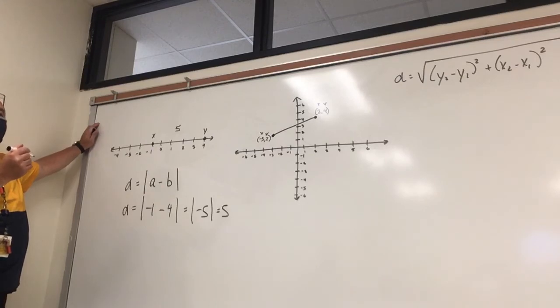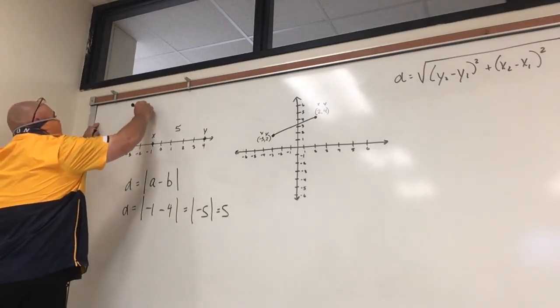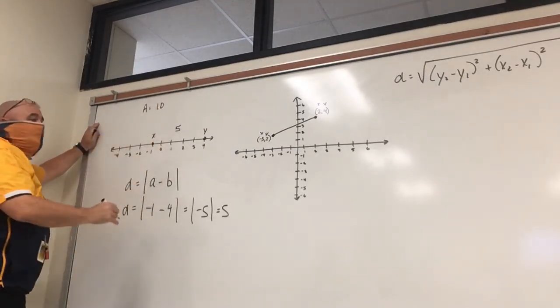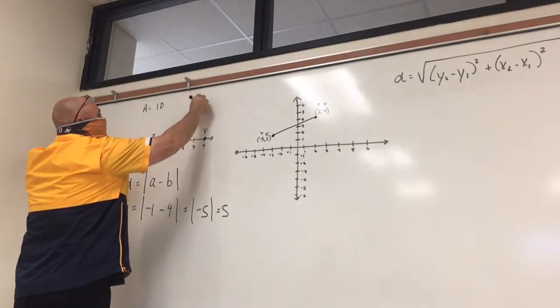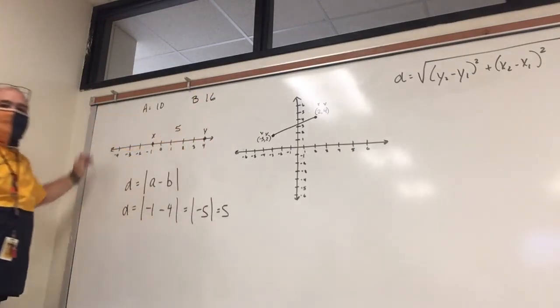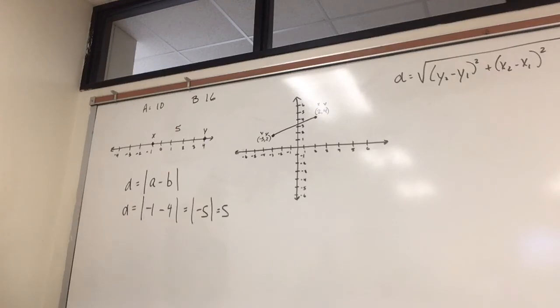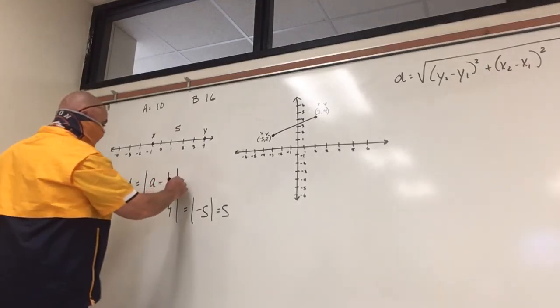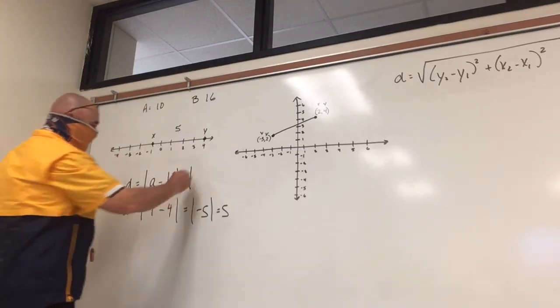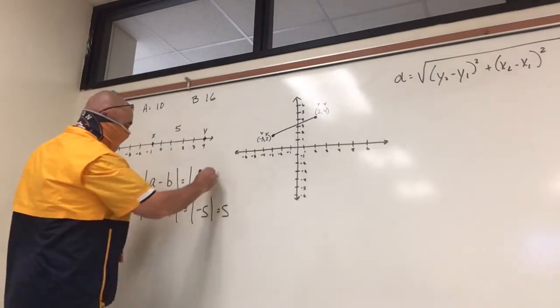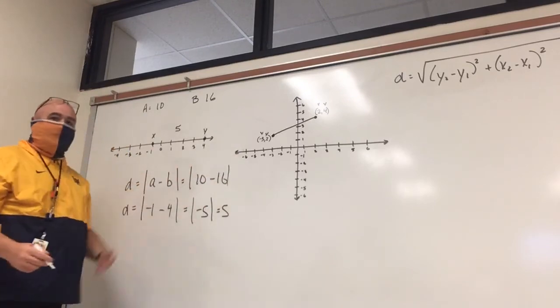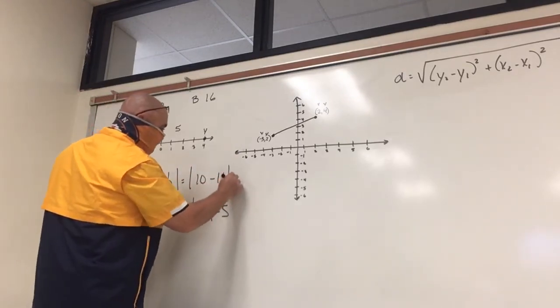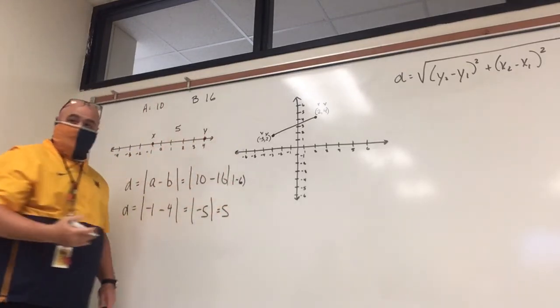Okay? The problem lies in this. Today you're going to have some problems that look like this. Point A is 10. Point B is 16. Find the distance between 10 and 16. You do it the same way. You plug those numbers into that formula. So I got absolute value 10 minus 16. 10 minus 16 is -6. And the absolute value of -6 is 6.